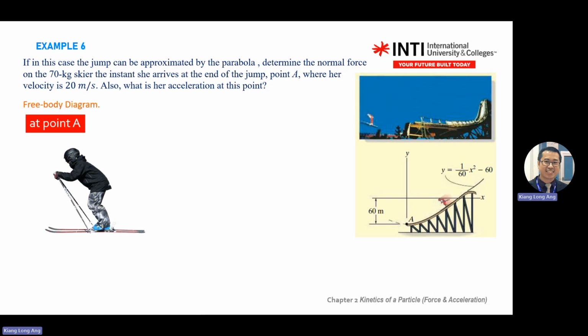Now, this is a ski. You know ski, you skate on ice. What is the friction? You ski on ice, what is the friction? Zero, right? It's very smooth. Smooth surface, friction zero.